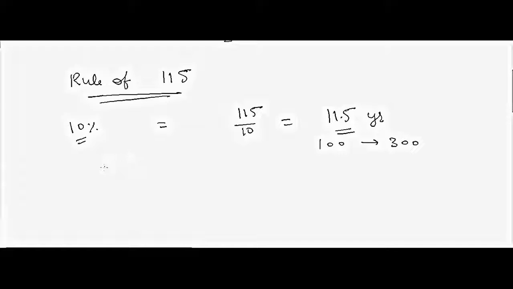And in the same way, if it's 20%, then it would be 115 divided by 20, that is equal to 6.5, no, 6.725 years. So this is an approximation you can do when you want to triple your investment.